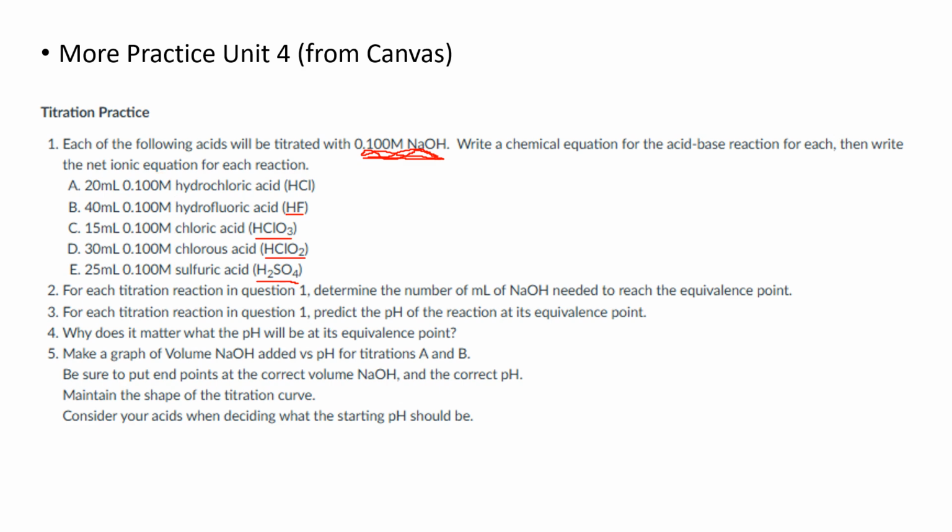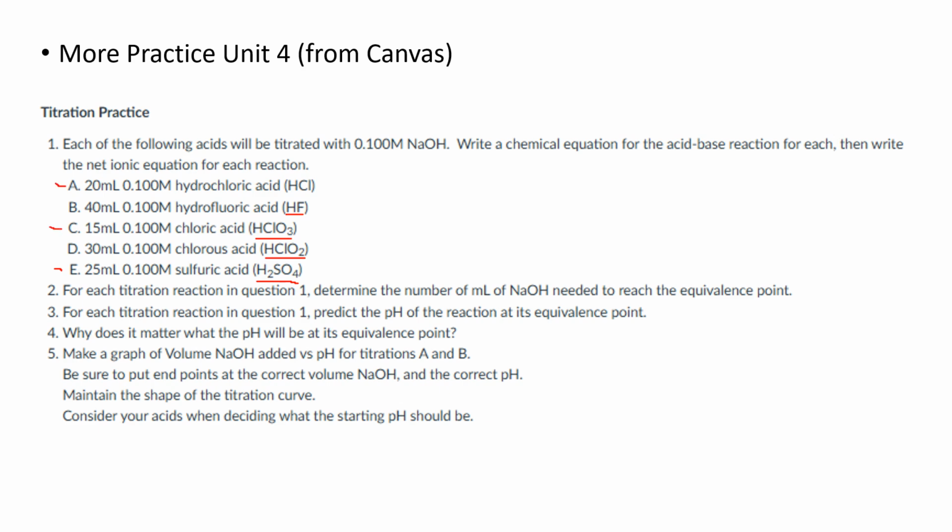Okay? All right. Part 3. For each titration in reaction 1, predict the pH of the reaction at its equivalence point. Remember, when we have a strong acid with a strong base, our pH at the equivalence point will be 7 because they will neutralize completely. 7 for A, 7 for C, 7 for E, because those are strong acids. So A, C, and E are all going to have a pH of 7 at the equivalence point.